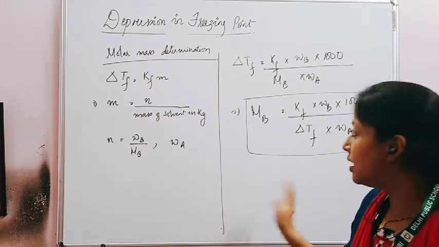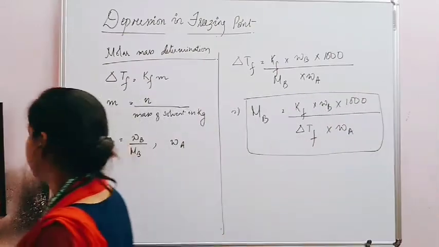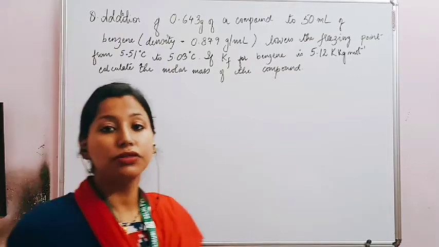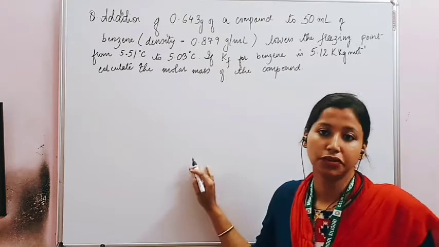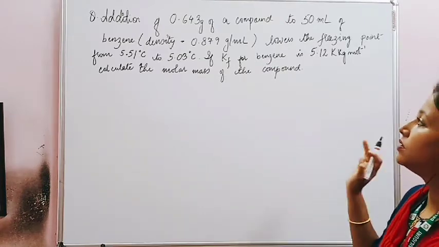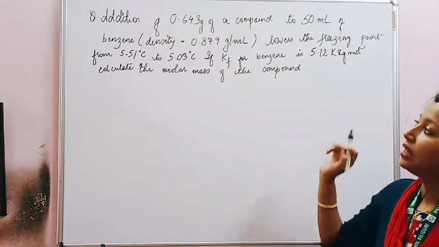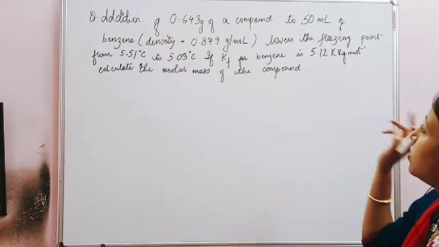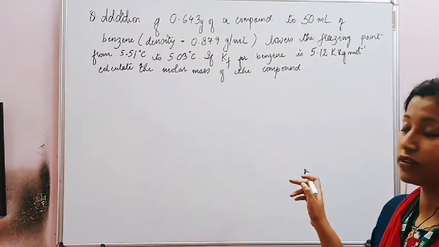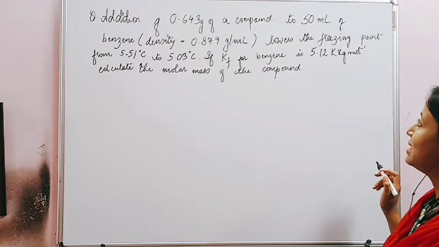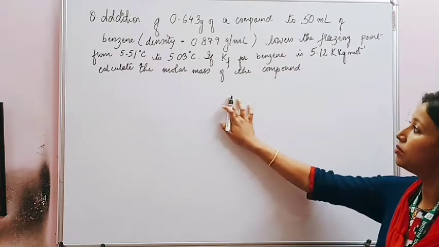Okay, now with this relation, we'll try to solve a numerical. Alright, so let's try to solve the numerical for freezing point depression. Okay, I've written the question on the board. Addition of 0.643 gram of a compound to 50 ml of benzene, the density of benzene is given to you, lowers the freezing point from 5.51 degrees Celsius to 5.03 degrees Celsius. If Kf for benzene is 5.12 Kelvin kg per mole, calculate the molar mass of the compound.